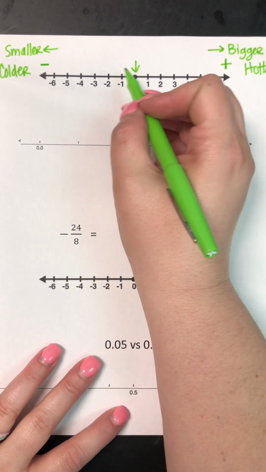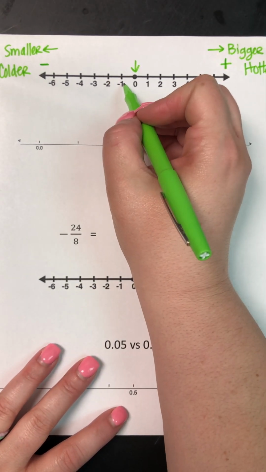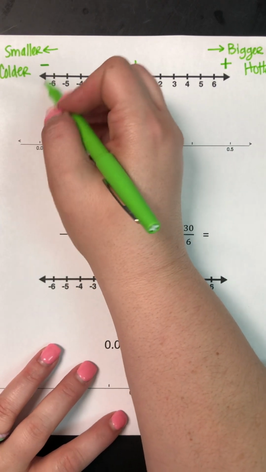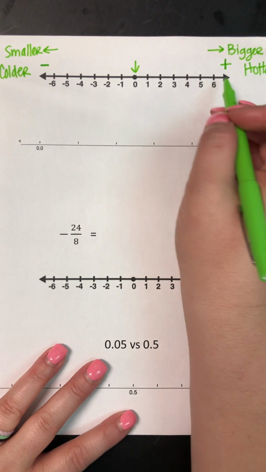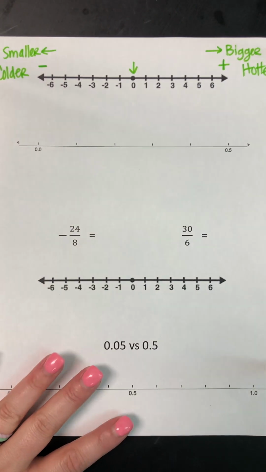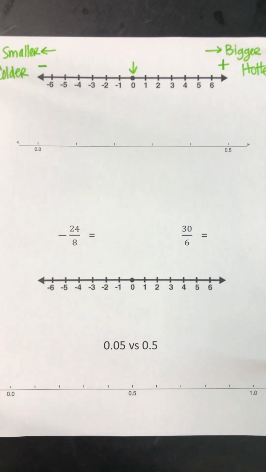Okay, so -2 is colder than -1 and smaller. So -6 is the smallest number, and +6 is the largest number on this number line. Okay, so make sure that you know that the right is positive and that the left is negative, just like on a coordinate plane, same concept.